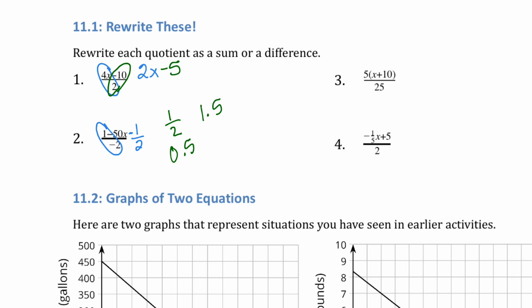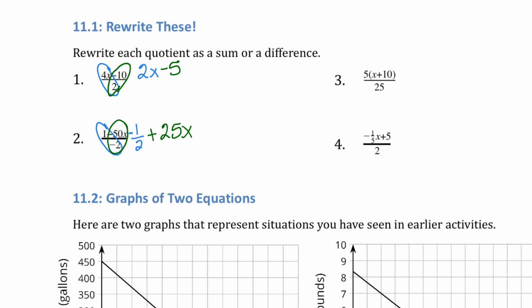All right. What is negative 50x divided by negative 2? It'd be positive 25 what? x. Positive 25x. There we go.